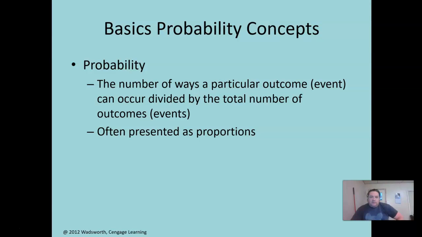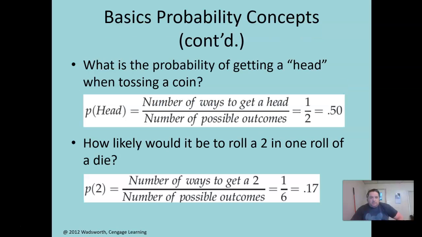Probability is the number of ways a particular outcome event can occur divided by the total number of outcomes, the events, often presented as proportions. So for those of you who don't like proportions, fractions, that's what probability is.